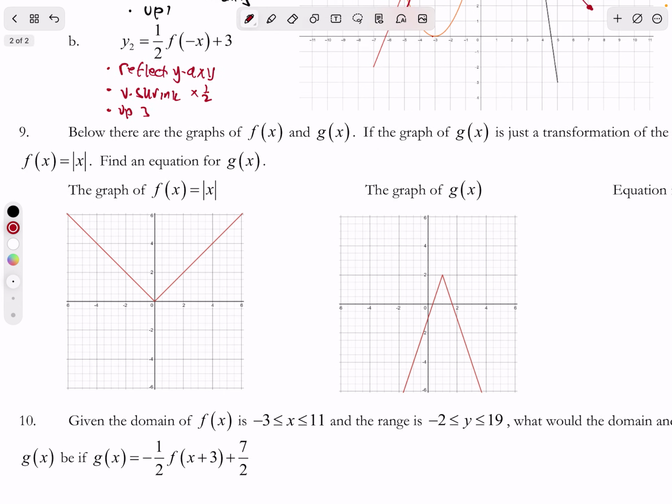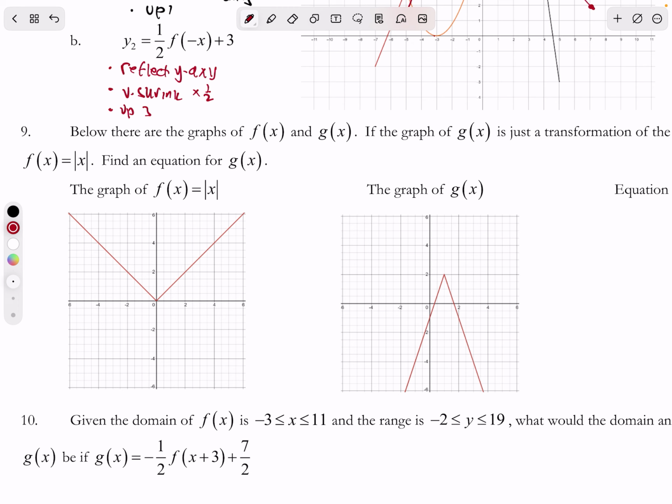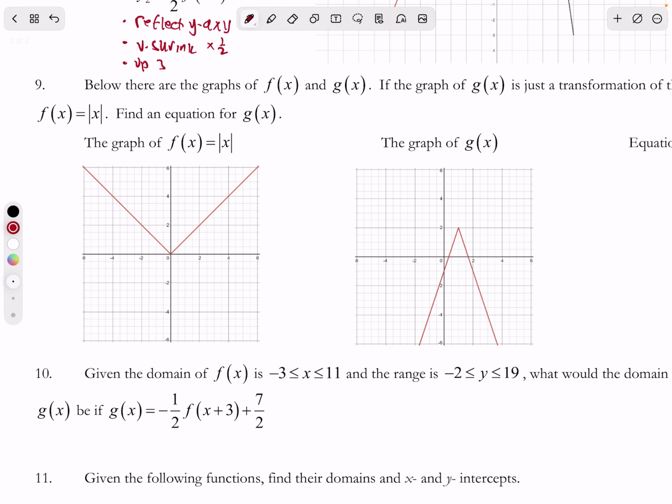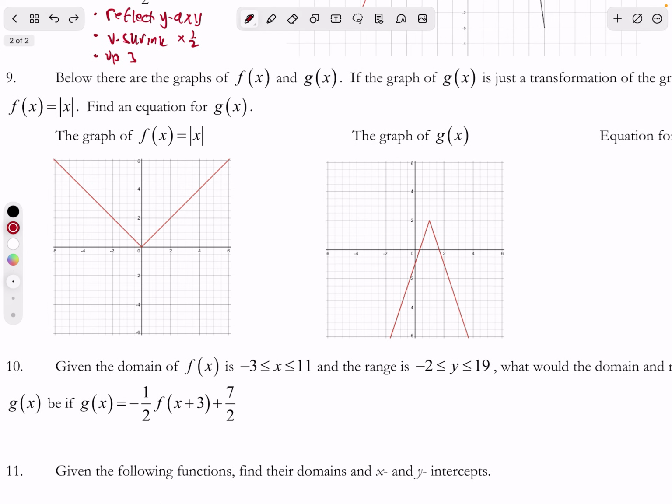Okay. Number 9. Here's the original graph. It's an absolute value function. So this one, really what I want you to be able to tell, it's been flipped. It's been reflected over the x-axis. Can you tell it's been like stretched out compared to the original function? This one's kind of wide, and this other one is much skinnier.